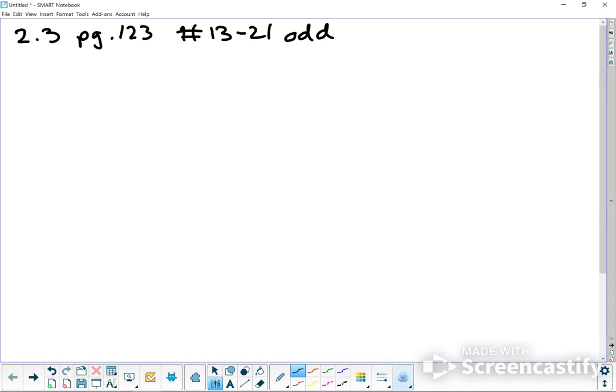All right, here's your CFU number 13 to 21 odd for section 2.3. For this, you're supposed to do synthetic division. So number 13.